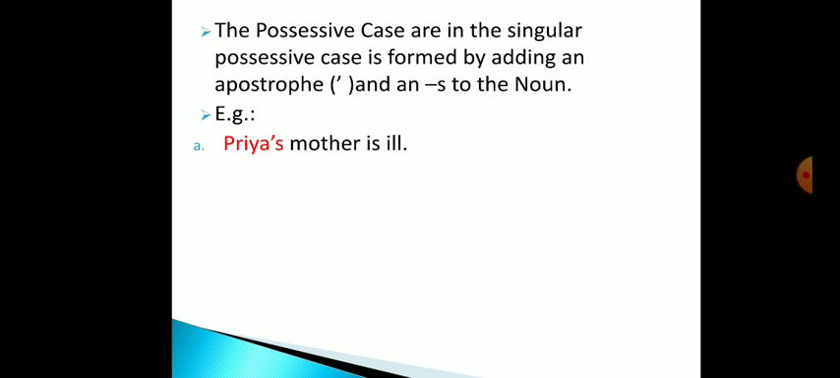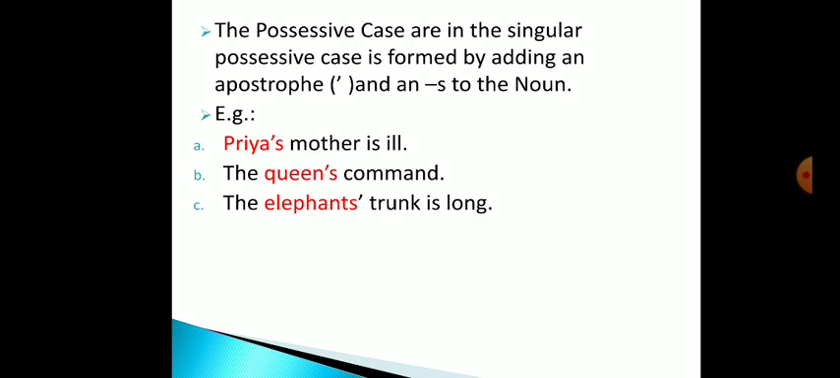Priya's mother is ill. Here Priya is singular and we are talking about Priya's mother who is ill. So we have used apostrophe s in this word to show the possessive case of a singular noun. The queen's command. Here the queen is singular, and who is giving the command? The queen. So we are using apostrophe s in the singular.